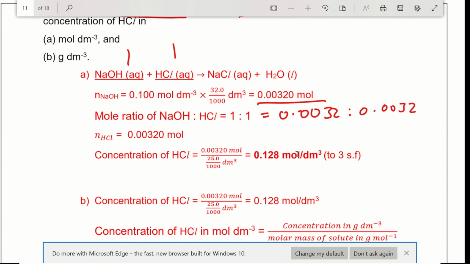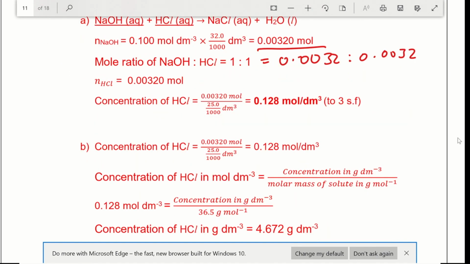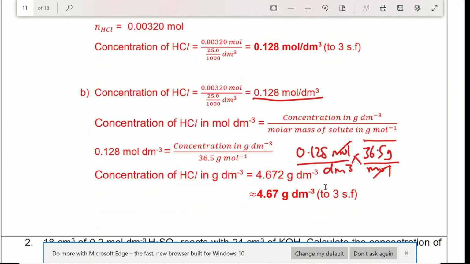Part B. I want to convert it to gram per dm³. I will straight away use my 0.128 and multiply with my molar mass. If you take a look at the units, actually they cancel out each other. So this is mole per dm³ multiplied by 36.5 gram per mole. If I cancel them out, I'll get gram per dm³. So you get 4.67. Okay, so this is how you do it.